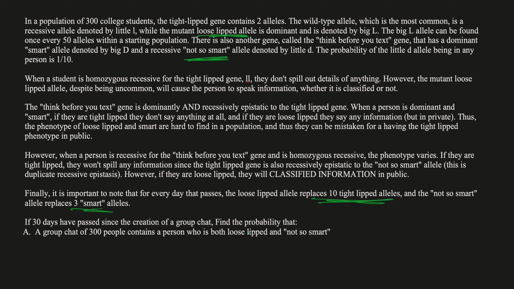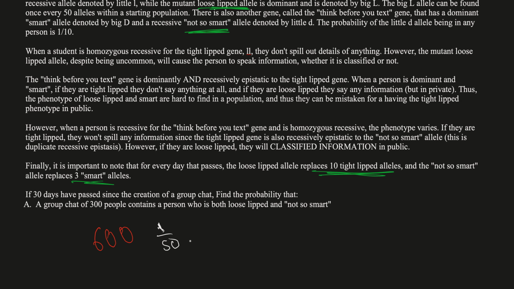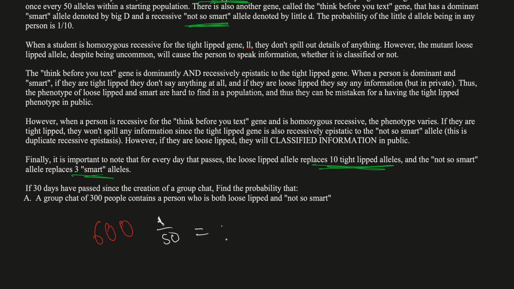You have 300 college students, right? 300 times 2 alleles per person. That's about 600 alleles right here. 600 alleles in a population. And it says that one of every 50 in a starting population is loose-lipped, right? So that's about 12 alleles if I'm not wrong, right? So 0.02 times 600, yeah, 12 alleles.